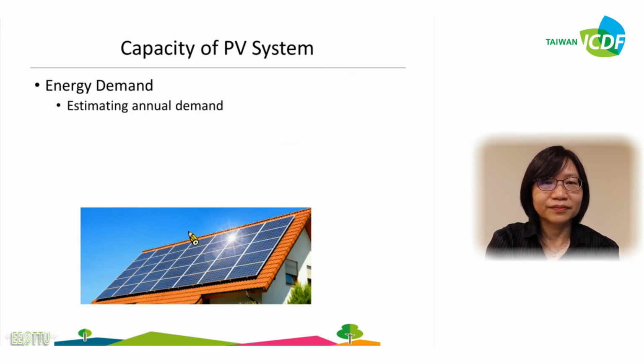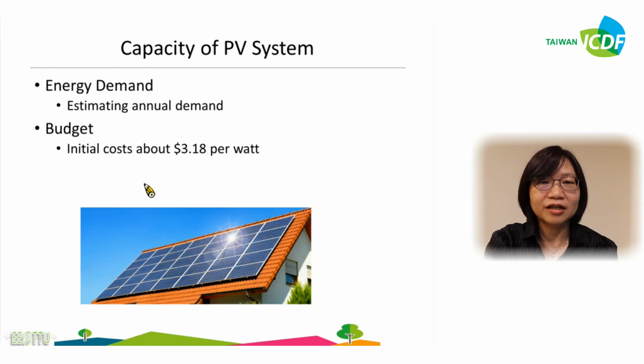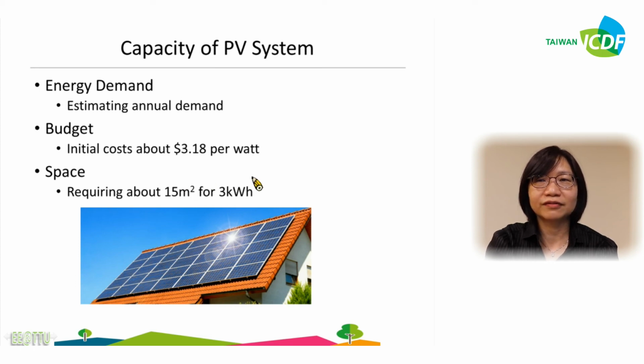But the problem is that we have a budget limit. Recall that in the previous lesson we talked about the initial cost for the solar system, which is about 3.18 per watt. So if you have a budget limit, it may not cover all the power demand. Of course, there is a space limitation. Typically, it will require 15 square meters for 3 kilowatt capacity. So, for example, if you are going to install the system on your rooftop, then you have the space limitation. So, after you determine the energy needed annually, you need to take the budget and space into account.